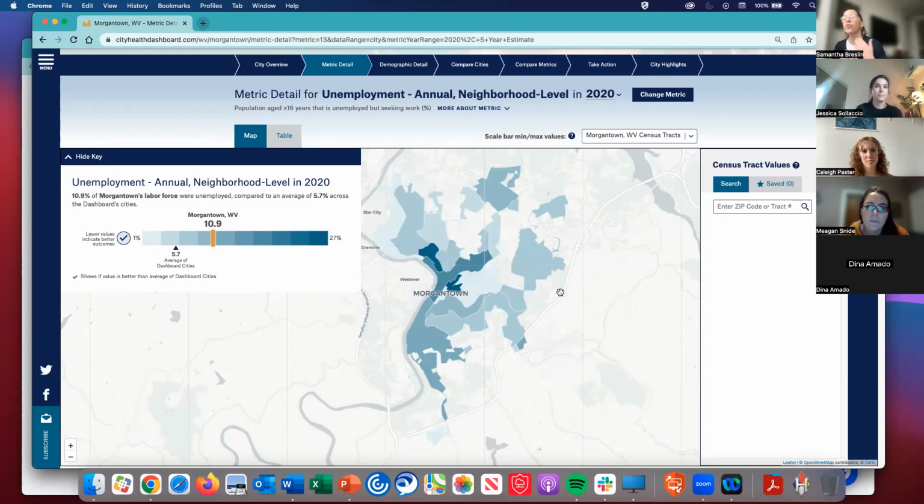And so the dashboard is really helpful for identifying those gaps and launching into conversations and research and study, figuring out what could be causing those gaps. Who is unemployment most impacting in those neighborhoods, and helping us get a better sense of the challenges that our communities are facing. And again, you can see the wide range of colors, which tells us that different neighborhoods have very, very different outcomes across Morgantown.